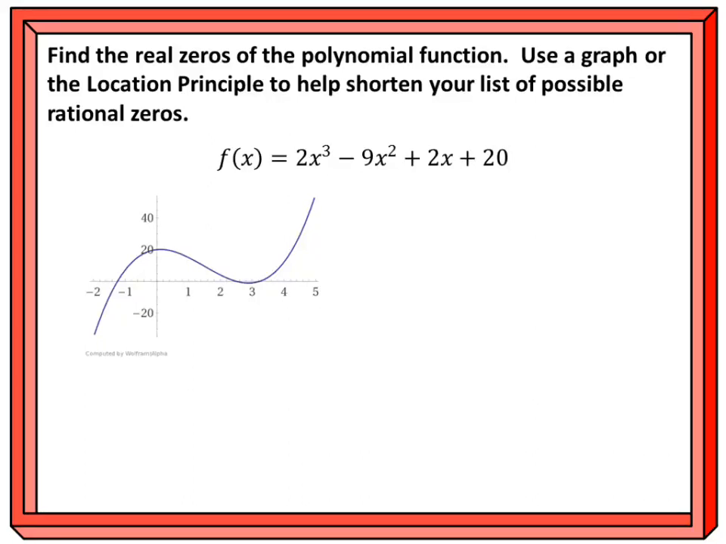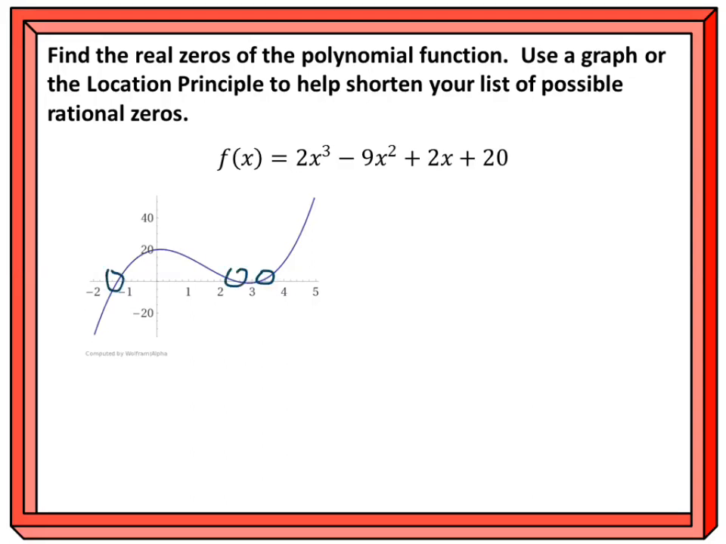Find the real zeros of the polynomial function. Use a graph of the location principle to help shorten your list of possible rational zeros. So our function is f of x equals 2x cubed minus 9x squared plus 2x plus 20, and we should expect to get 3 zeros, right? It's the 3 places where this thing crosses the x-axis.